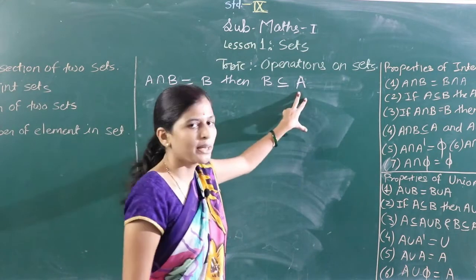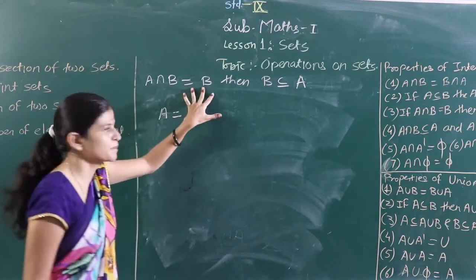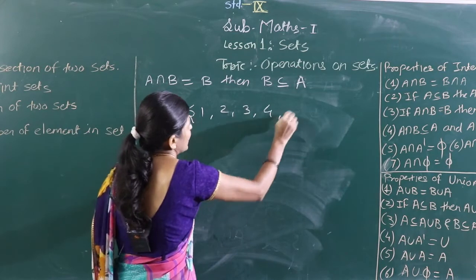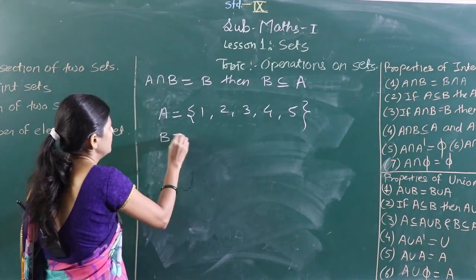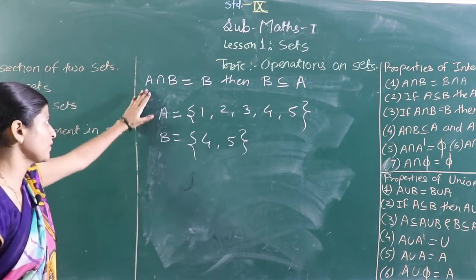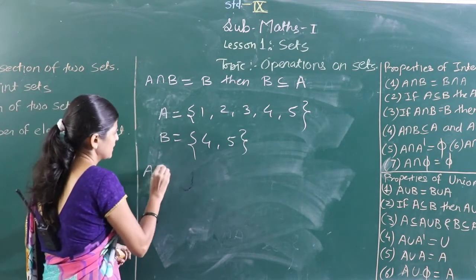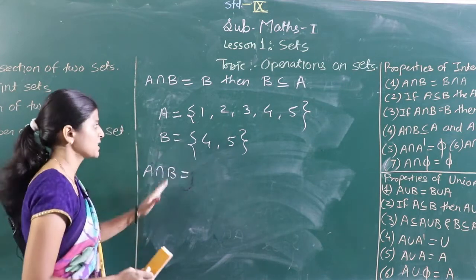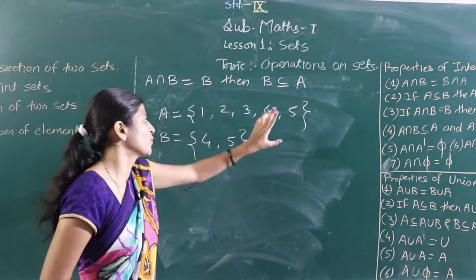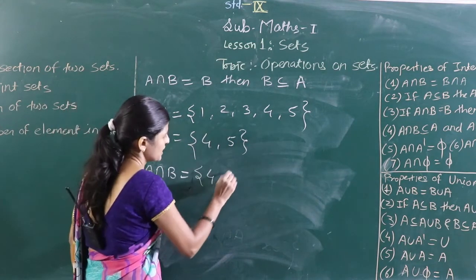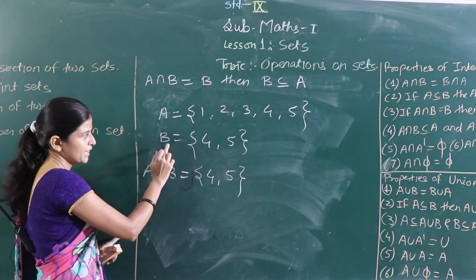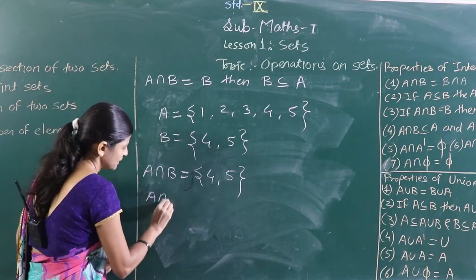Here B is a subset of A means A is the greater set and the intersection is B. So we take A equal to {1, 2, 3, 4, 5} and B equal to {4, 5}. So what is A intersection B here? A intersection B is nothing but what is common in both sets. The elements 4, 5 are common in both sets. So we find A intersection B is nothing but B.